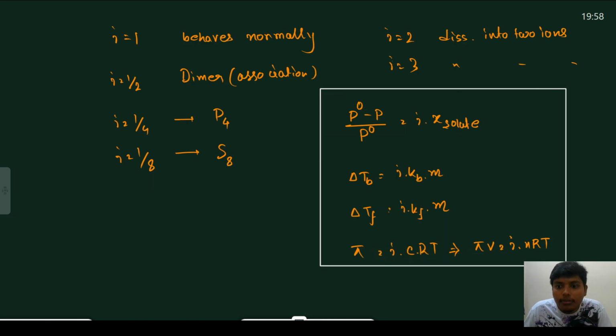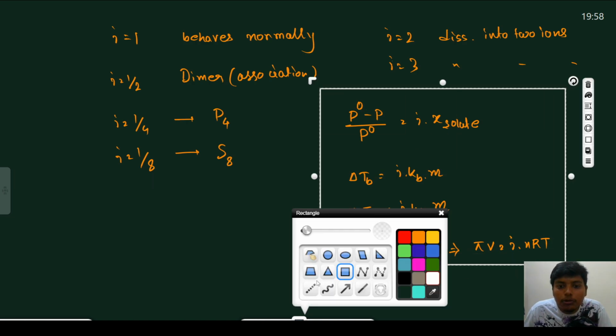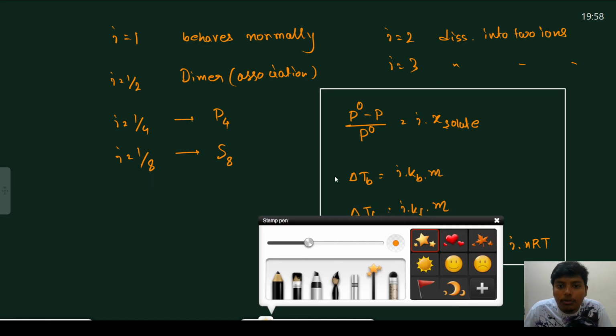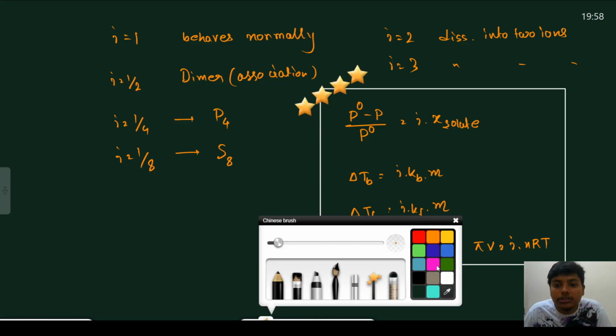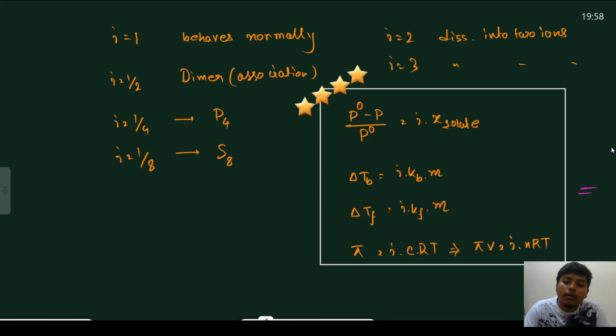Yes, sir. See, this is the most important topic in this chapter, because from here questions will come. Colligative properties, mainly questions will come from here. Clear or not? Can I give you one question?